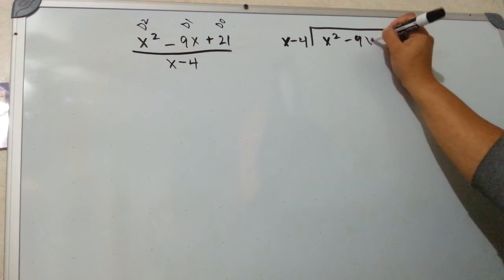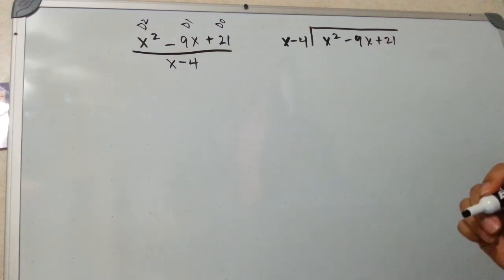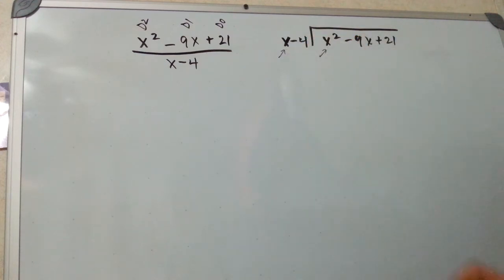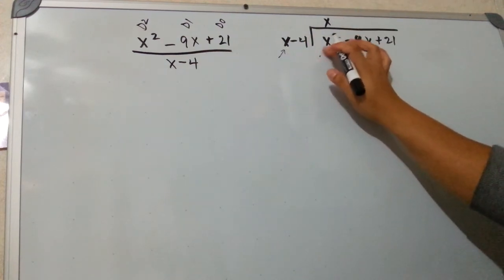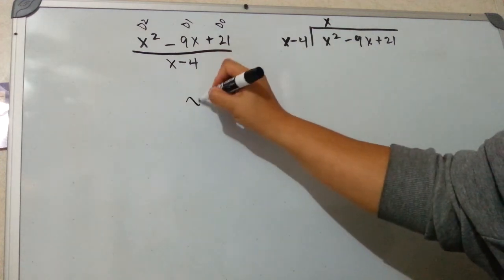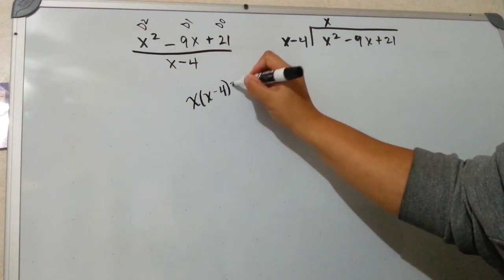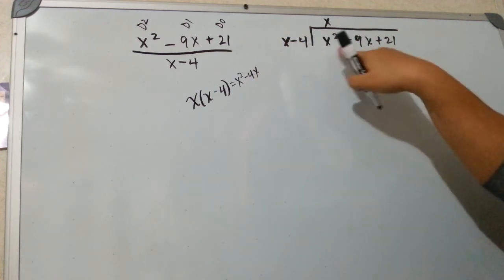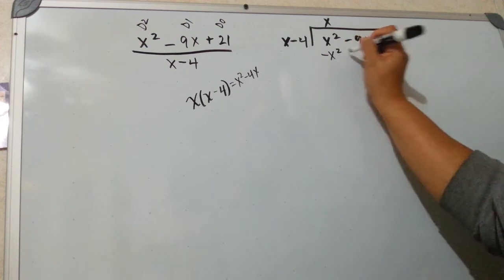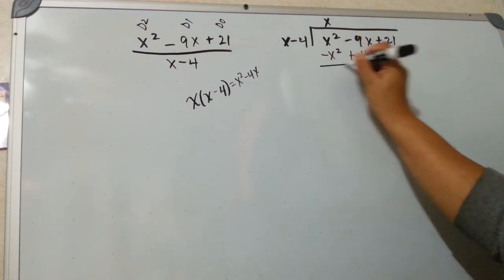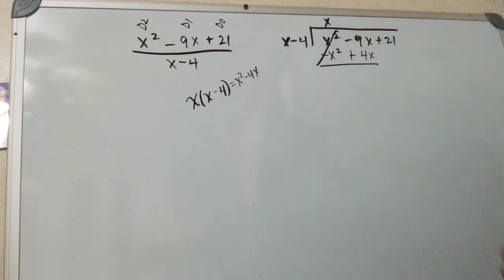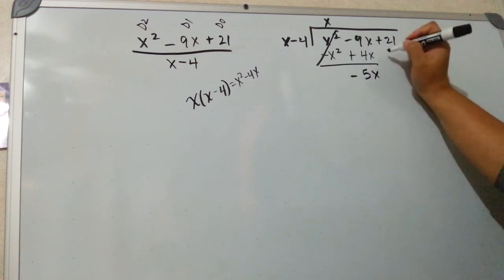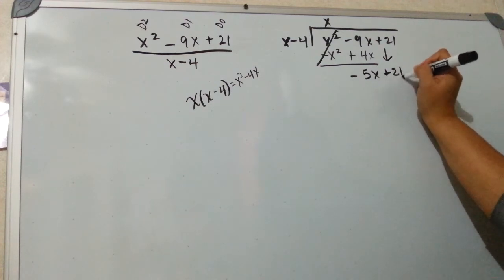x squared minus 9x plus 21. Alright, let's do this. X times what gives us x squared? x. So on the side you're going to say x times x minus 4, x squared minus 4x. Now you're going to change the signs. Minus x squared plus 4x. Now we're going to combine, that goes away, minus 5x, and bring down the 21.